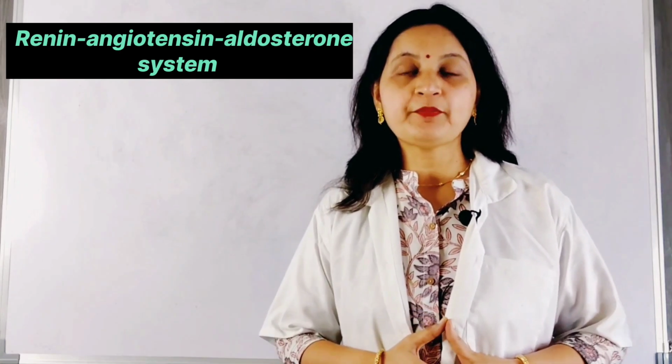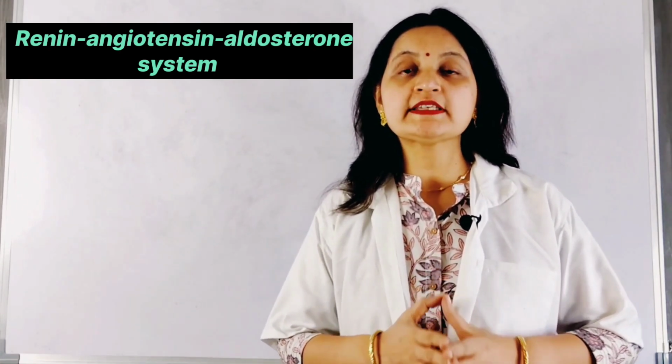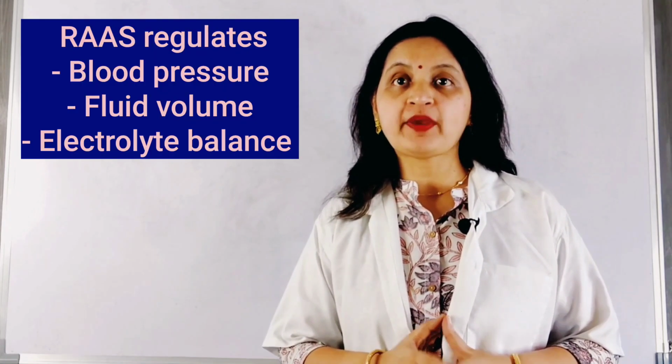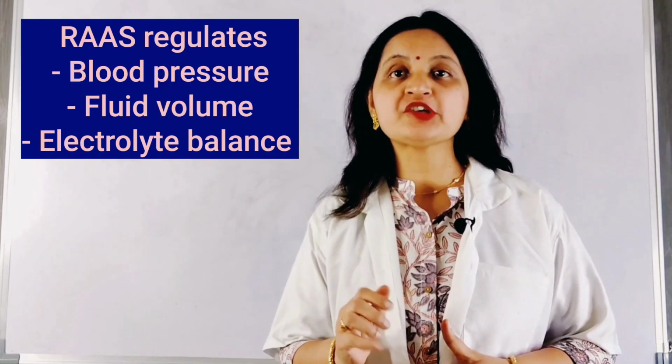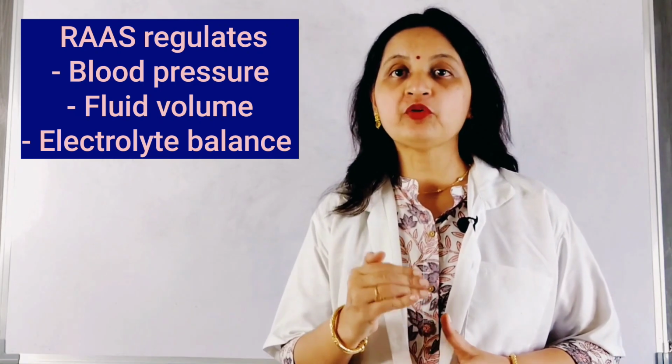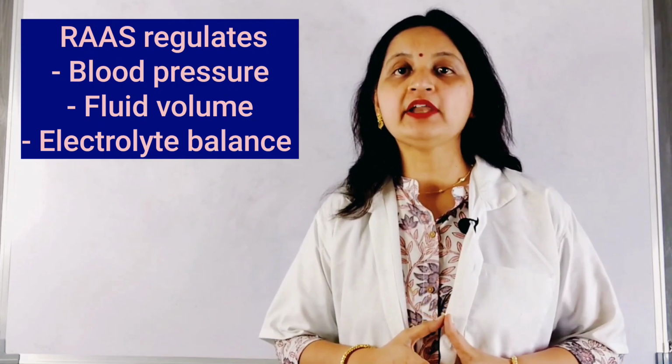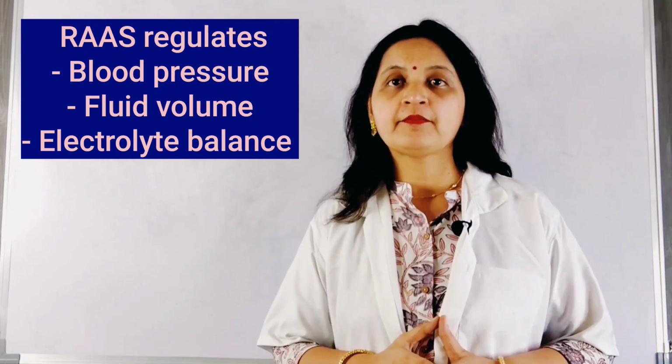The second compensatory mechanism is the renin-angiotensin-aldosterone system. The renin-angiotensin-aldosterone system is a critical regulator of blood pressure, fluid volume and electrolyte balance. It plays an important role in long-term regulation of blood pressure.